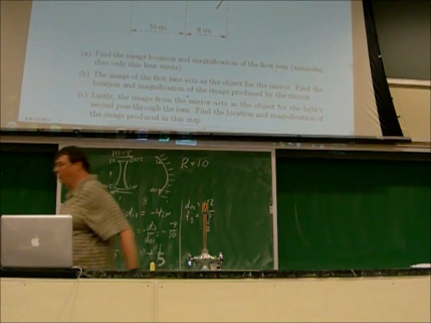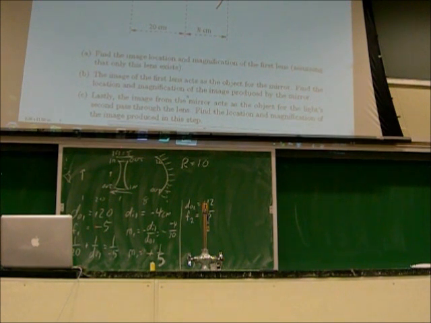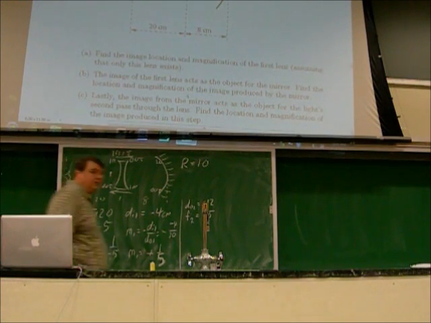Well, let's decide. When are focal lengths positive and when are focal lengths negative? Focal lengths are positive when the optical element is what? Converging or diverging? Converging are positive focal lengths. What does this lens do? What does this mirror do?